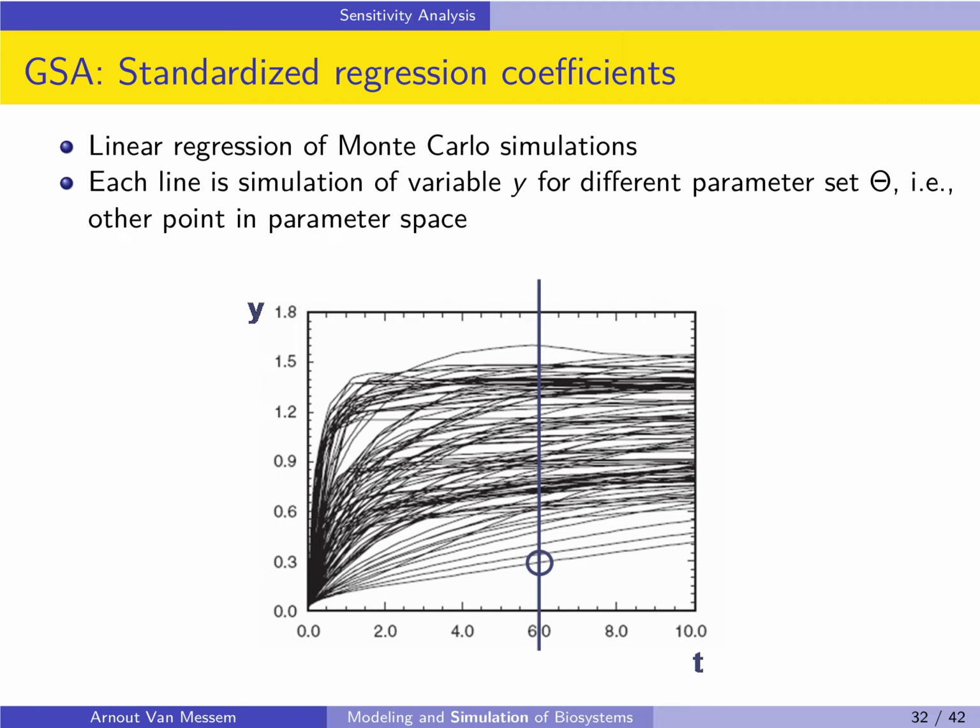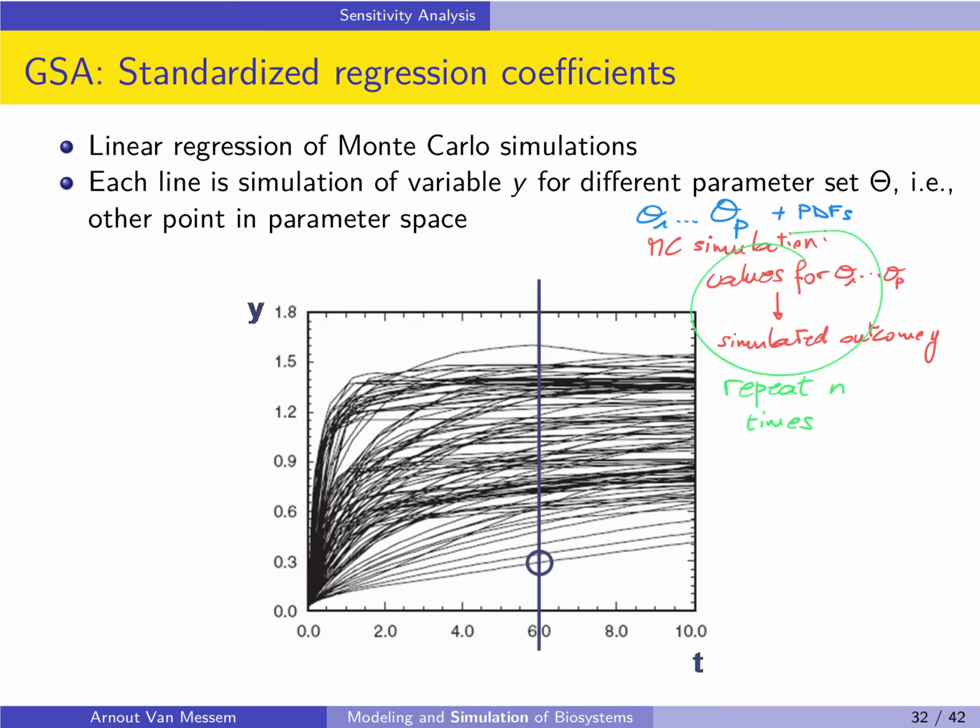These standardized regression coefficients are found using linear regression on a number of Monte Carlo simulations. So we have a model with p parameters, θ1 up to θp, and for all of these parameters we know the probability density function. Using these probability density functions, we can do a Monte Carlo simulation to obtain a set of parameter values. We then plug these values, θ1 to θp, into the model to get a simulated outcome y. And then we repeat this process n times, so we get n different sets of parameter values and n different outcomes y1 up to yn.